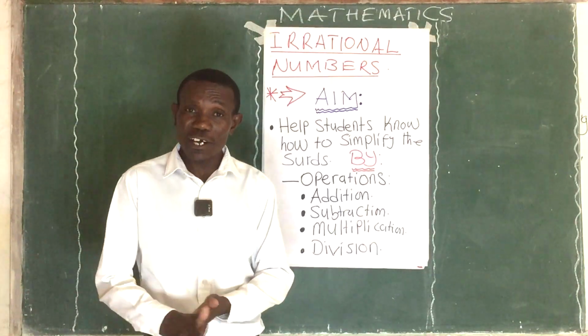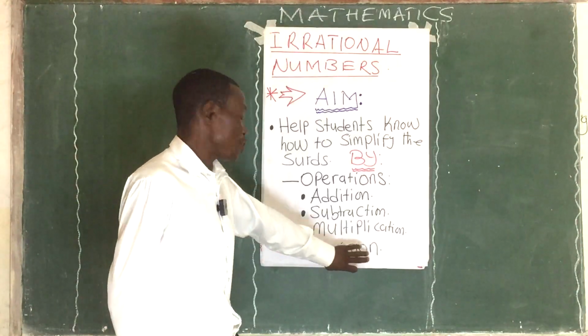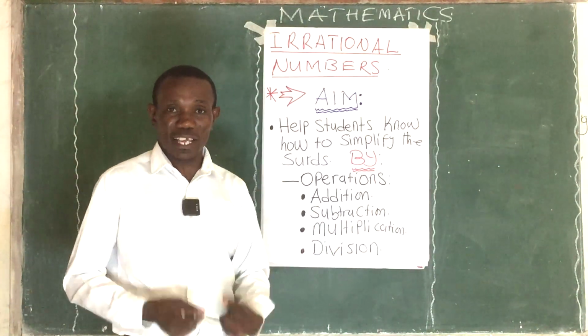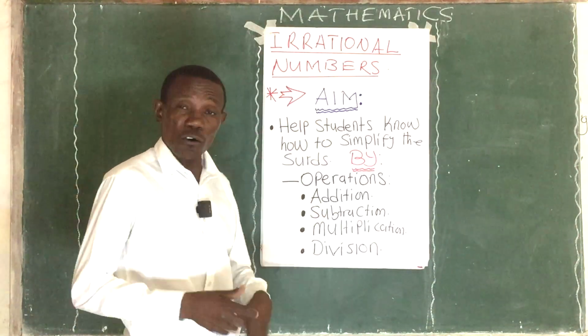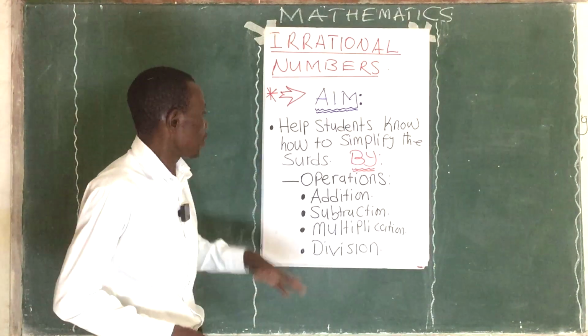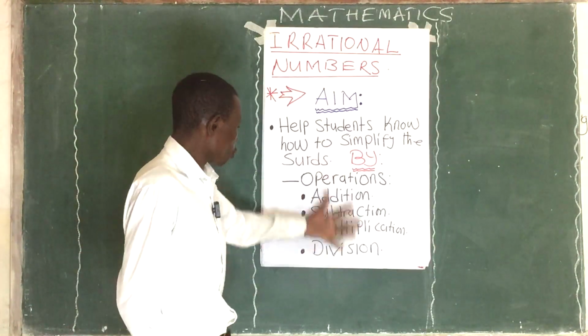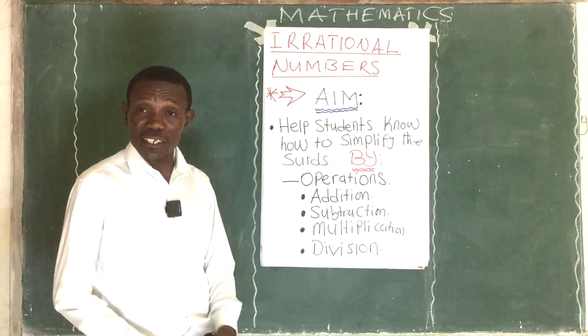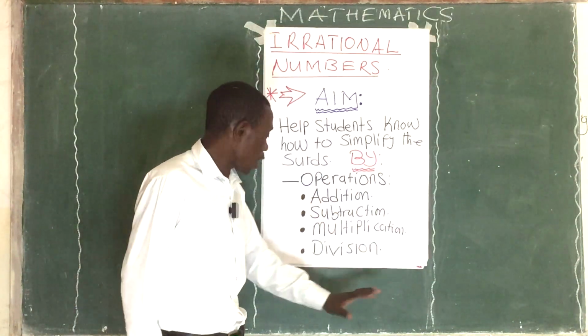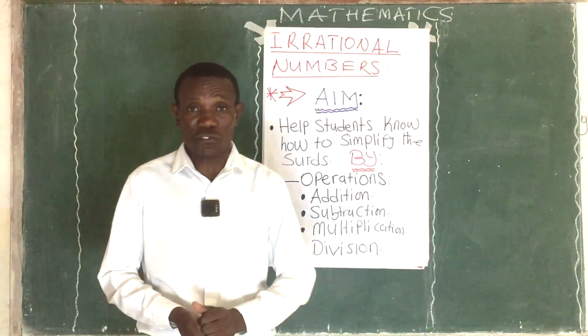And then lastly, we need to know the issue about division. How do we divide the terms which we call surds? So here is the main aim of our topic: by the end of our discussion of this topic, you should be in a position to handle the four described operations: addition of surds, subtraction of surds, multiplication of surds, and division of surds.